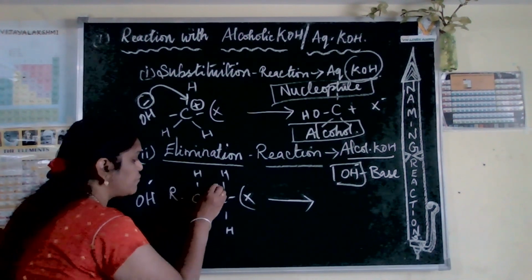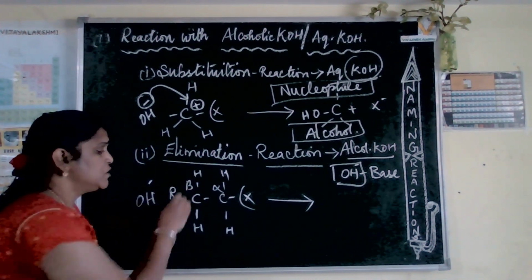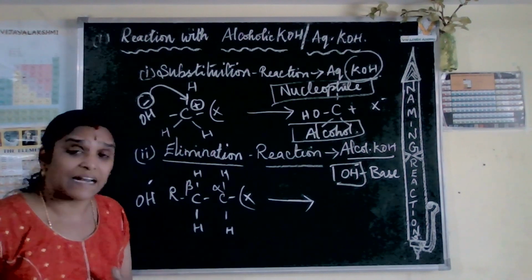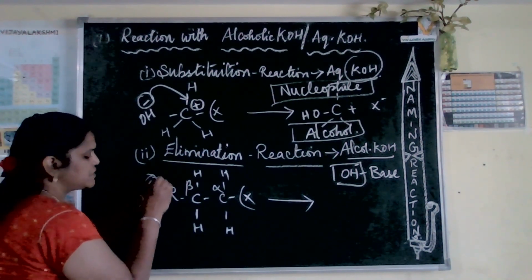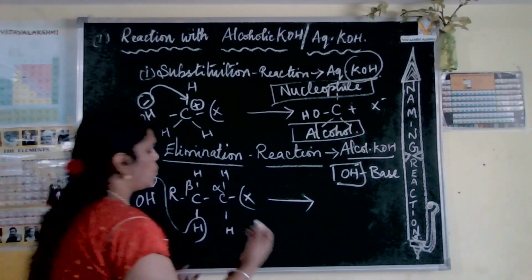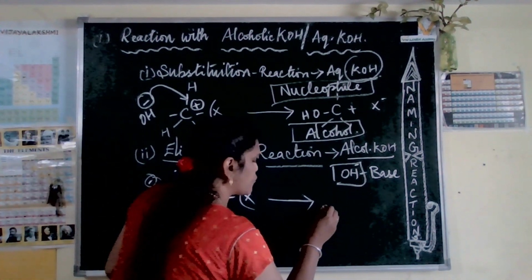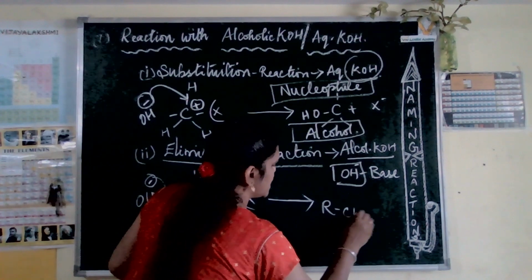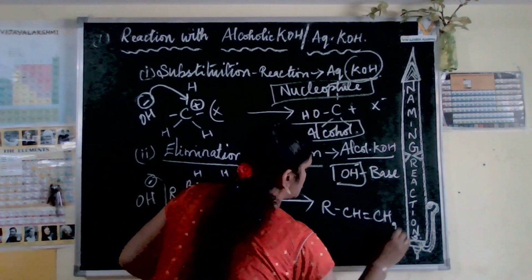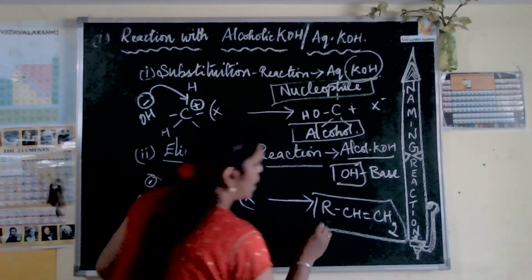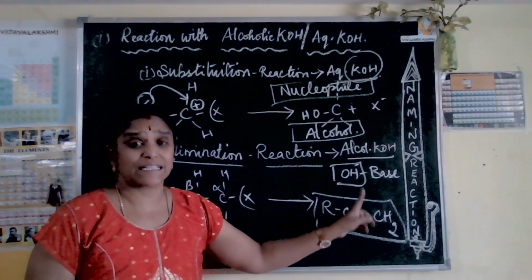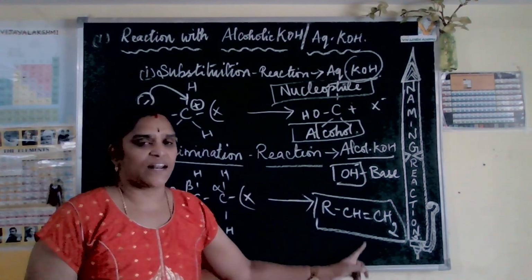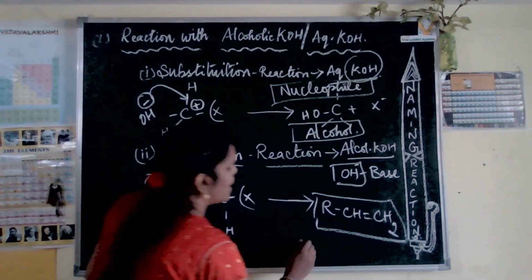Now this is the alpha carbon, this is the beta carbon. So the beta carbon which has the lesser hydrogens, the adjacent carbon, there only this OH minus is going to abstract. So what is the product you are getting? Of course, here it is R CH double bond CH2. You are getting an alkene. When KOH acts as a base, you are getting an alkene.